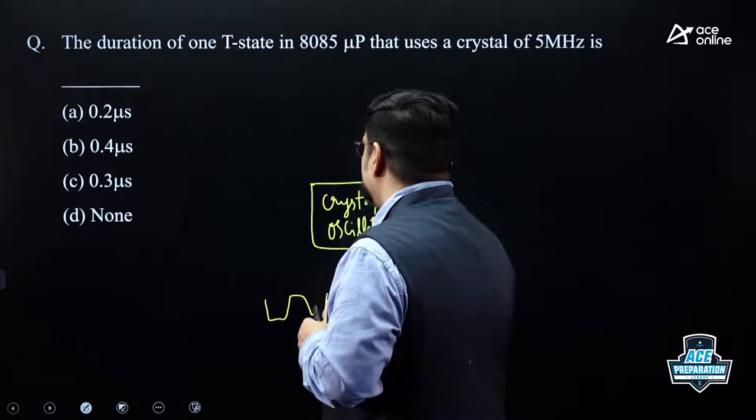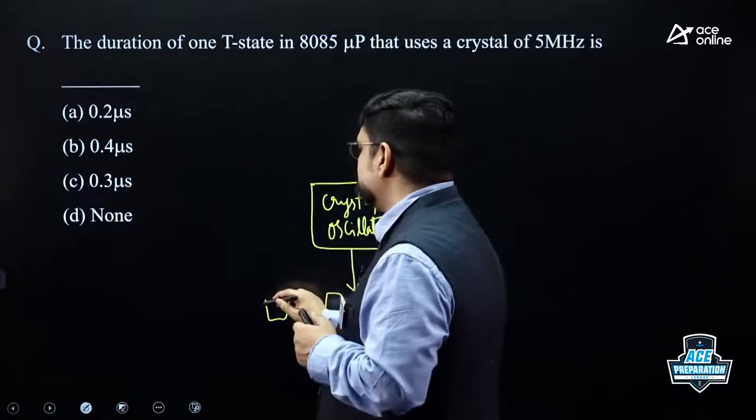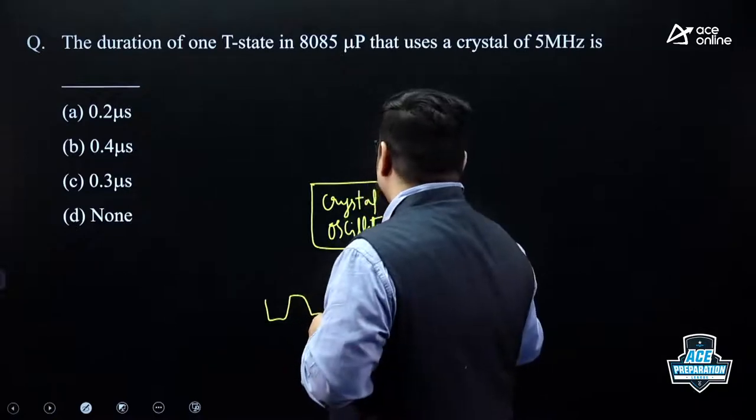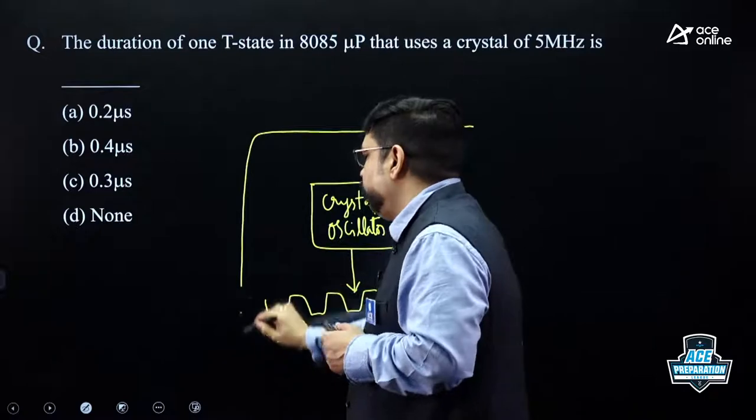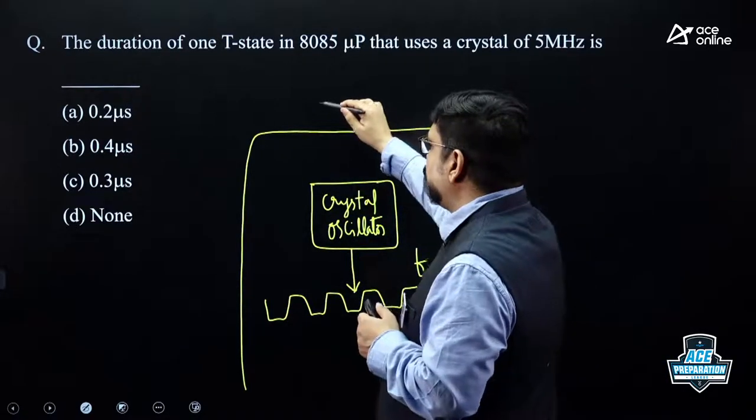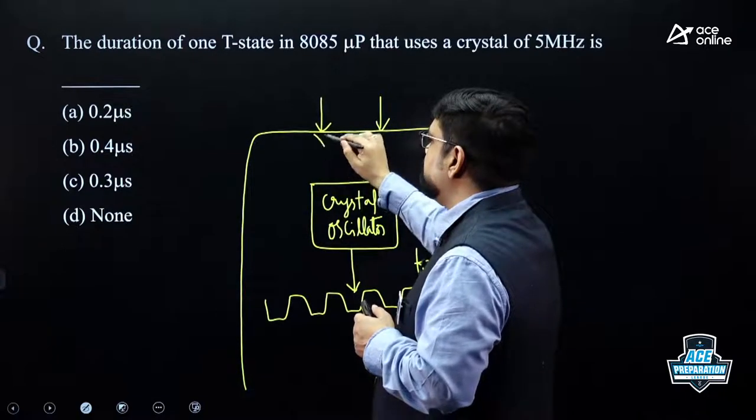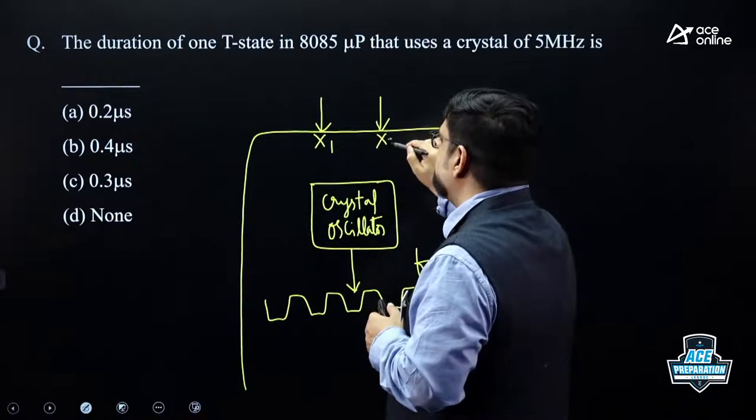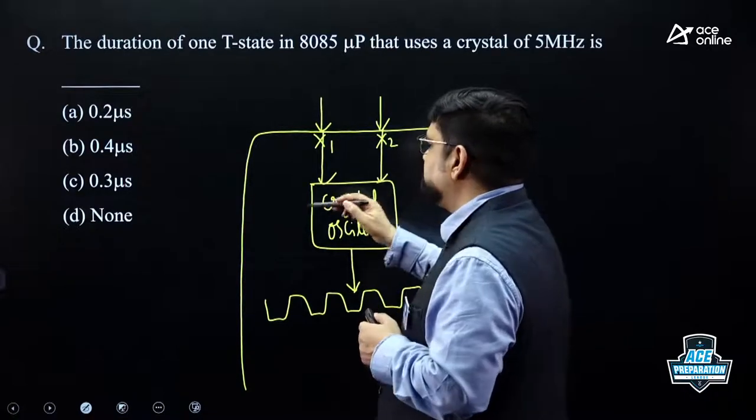Falling edge to next falling edge is treated as one clock cycle. So whatever the frequency of the clock is, call it F clock. But you have to fulfill the crystal oscillator requirements. There are two input pins in the 8085 microprocessor which are stamped as X1 and X2, the crystal connection pins. So what is your responsibility now?